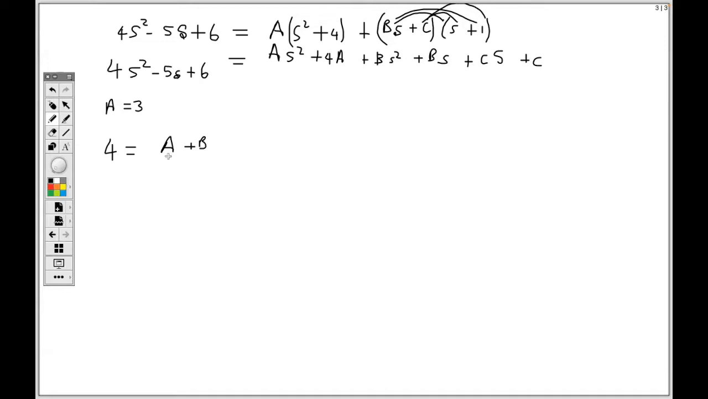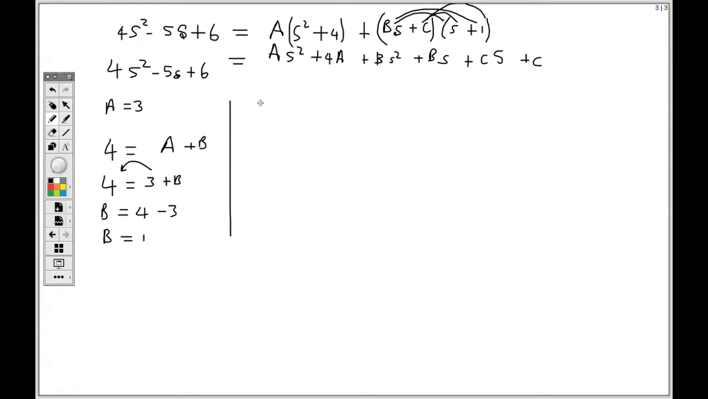Now I know that a is 3. So it means I can find out what b is. Substituting 3 here, just by looking at it, we are seeing the answer. But let's carry this over. So I have b is equal to 4 minus 3. So that means that b is equal to 1.